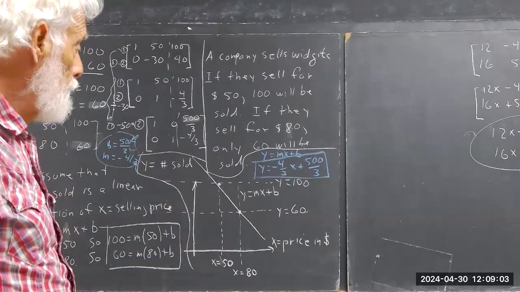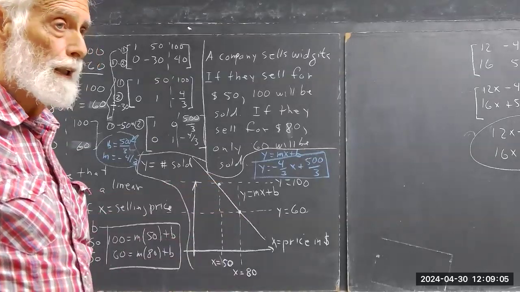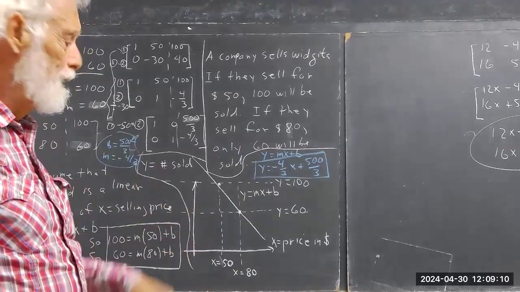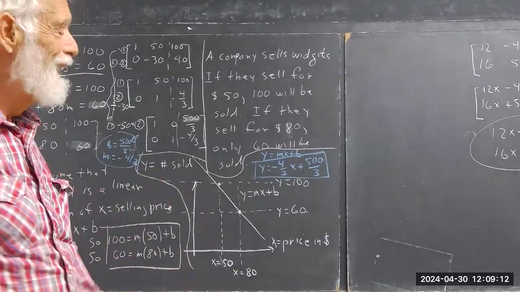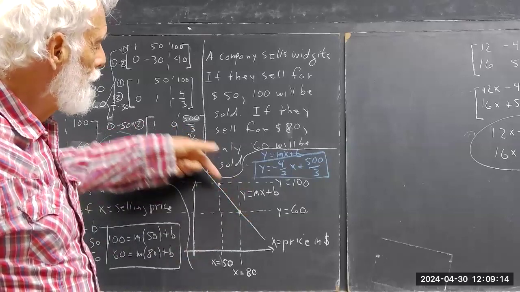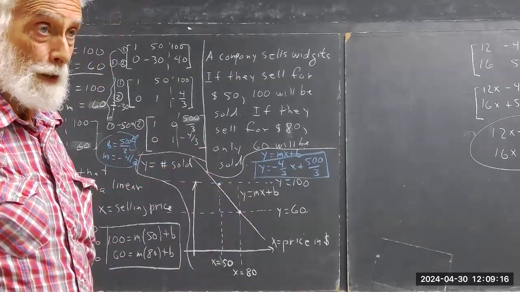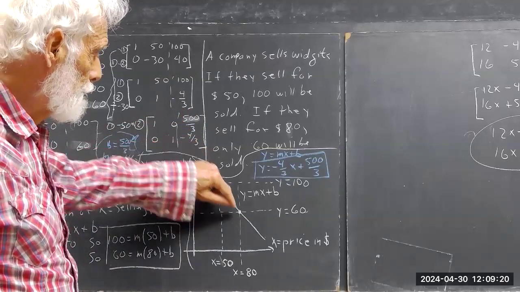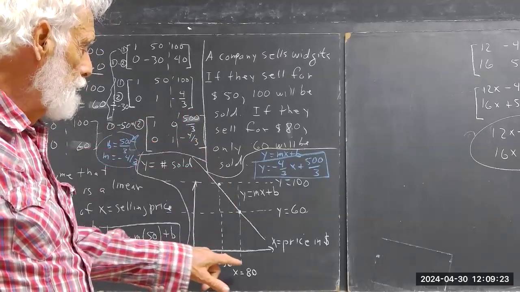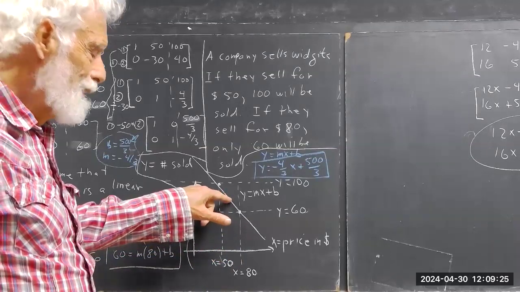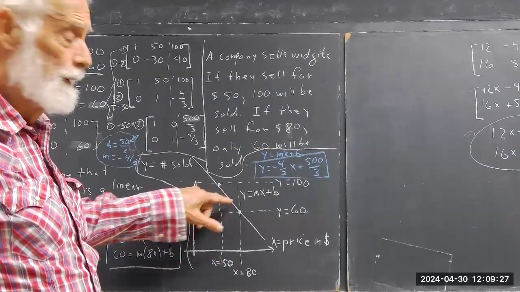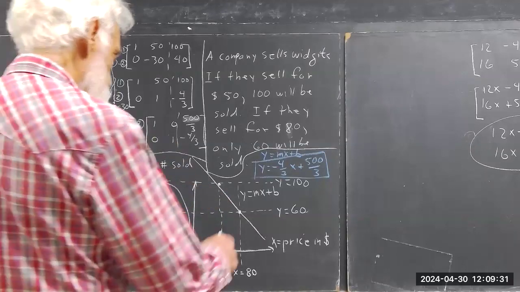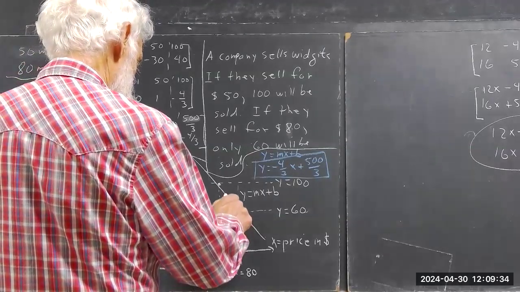Now, I don't know what's going to happen between here and here, but the best guess is, or I expect it's going to be pretty close to linear. So I just hypothesized, well, there's a straight line from here to here. So if I sell between $50 and $80, that straight line's probably going to tell me what I'm selling. So for example, if I want to sell for $60, say here's 60.